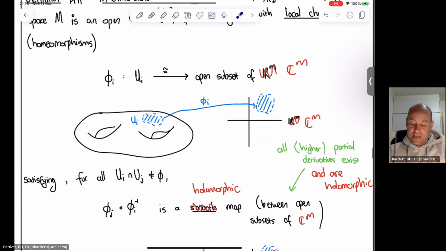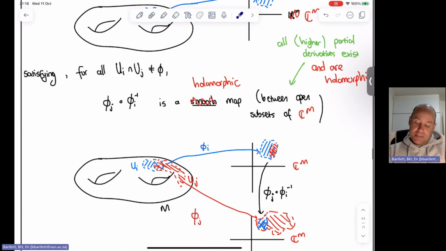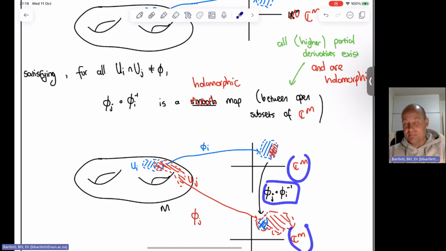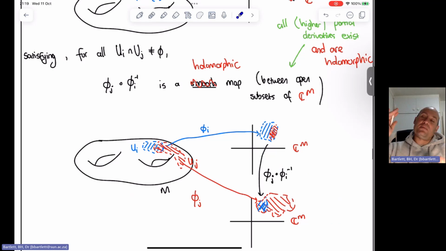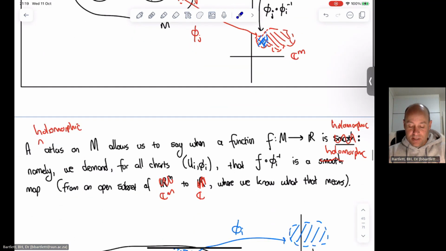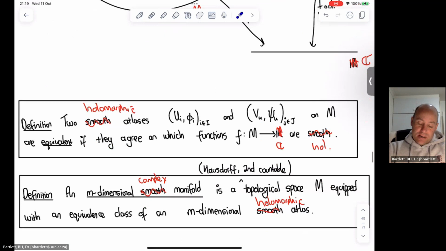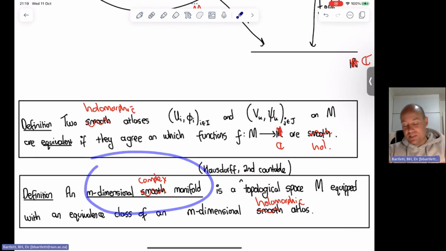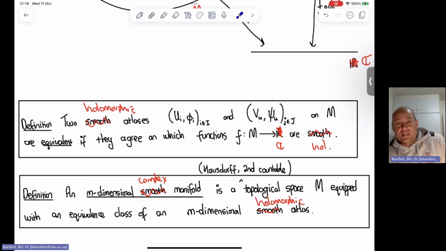not R^m, but C^m, in such a way that on the overlaps, you get these transition functions, and these transition functions we want to be holomorphic maps from C^m to C^m, right? Not just smooth maps from R^m to R^m, but now holomorphic maps from C^m to C^m, meaning that when you fix all the coordinates except one, then you have a holomorphic map of a single variable. Okay, and then we defined an m-dimensional complex manifold to be a topological space equipped with an equivalence class of an m-dimensional holomorphic atlas.